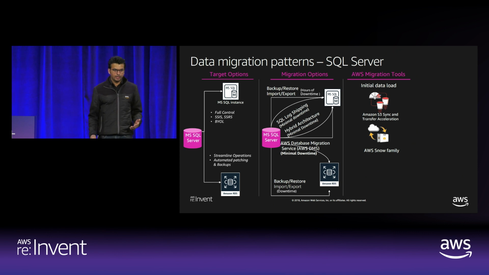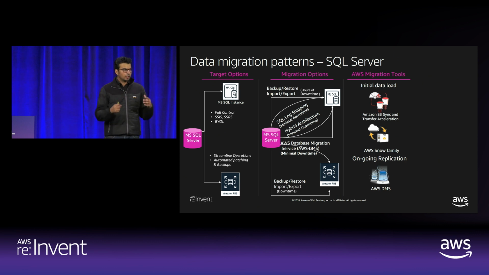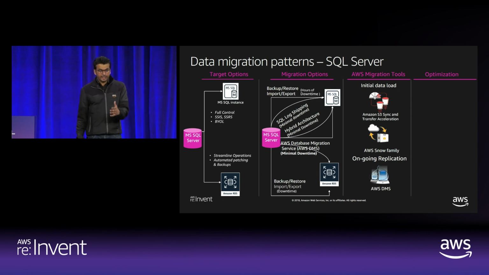So that is one. But in the meanwhile, there are a lot of changes that have happened on your on-premise databases. So you can do the ongoing replication using AWS DMS or any of the existing patterns that SQL Server supports. Now, those are the tools that AWS offers.